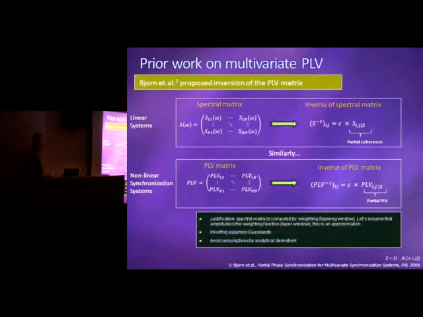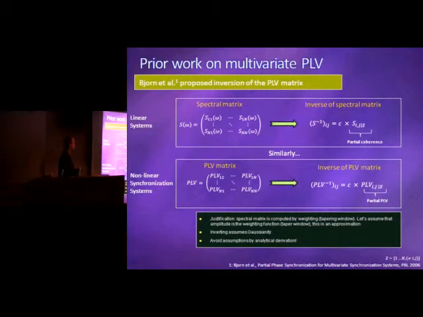And there was another method which is based on a very simple intuition. If you have the spectral matrix and you just invert it, you really get a scaled version of the partial coherence. That's known, maybe not so popular, but that is a fact. So for nonlinear systems, they assume that if you have the phase locking matrix and you invert it, you could get the partial phase locking value. That may be approximately true, and it is actually approximately true, surprisingly.